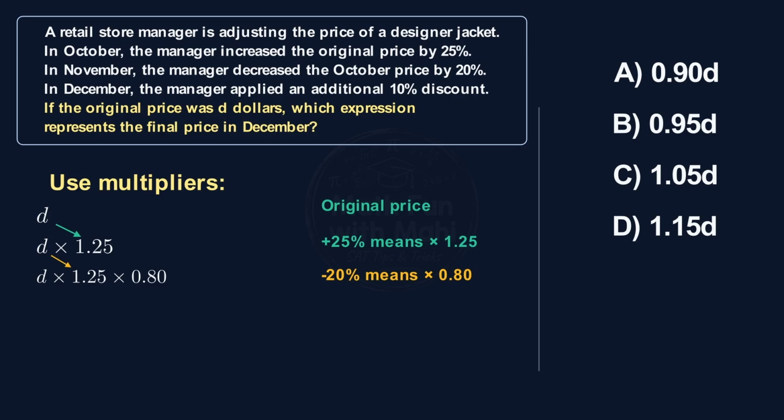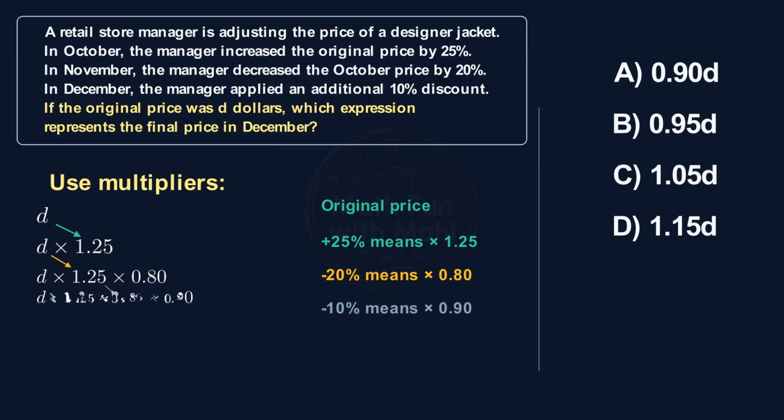In November, we take a 20% hit, but we don't multiply by 0.20, we multiply by what's left. Because 20% is 20 divided by 100, which is 0.2. As we are decreasing, we subtract 0.2 from 1. 1 minus 0.2 is 0.8. That represents the 80% of the price that remains after the discount. So our multiplier is 0.8.